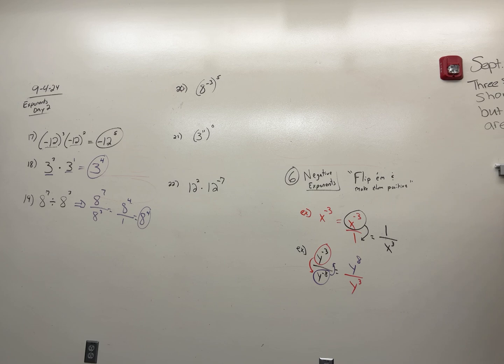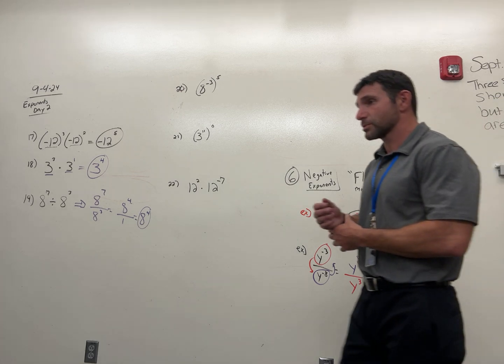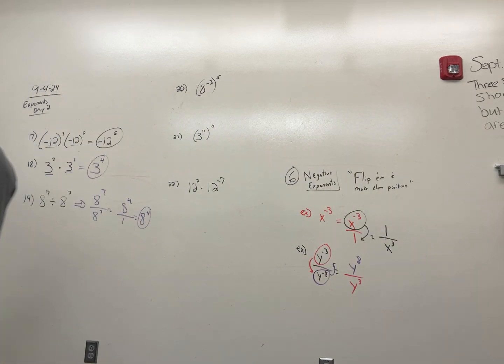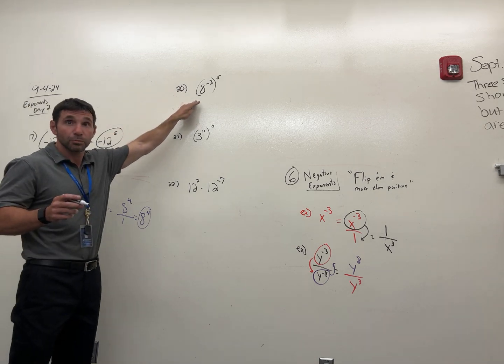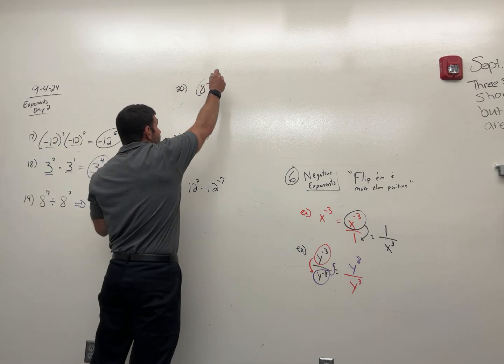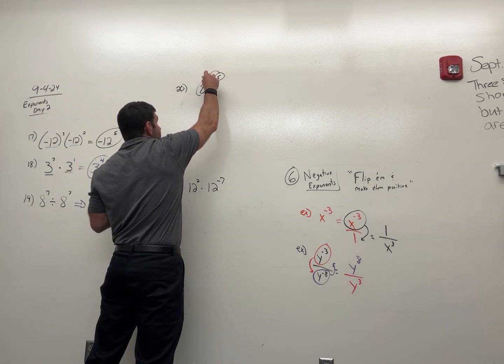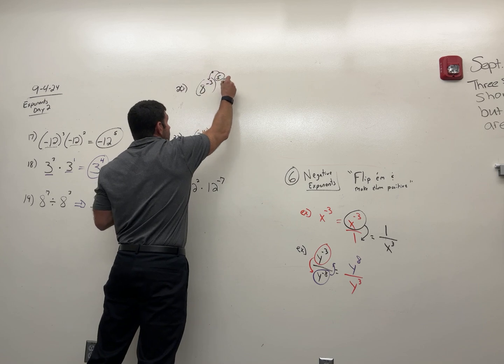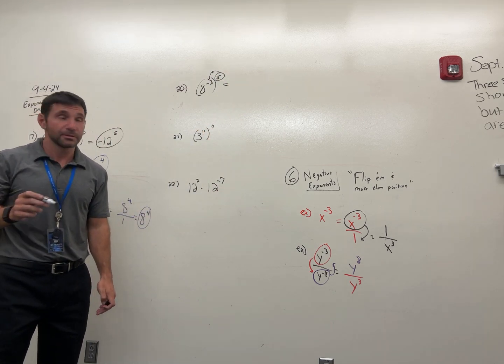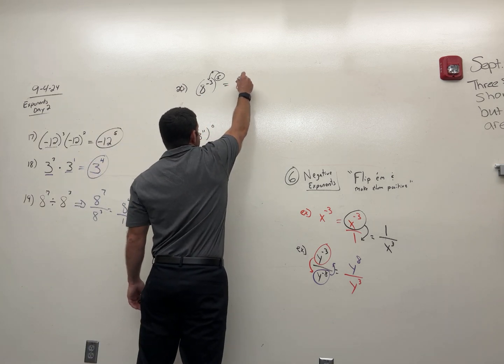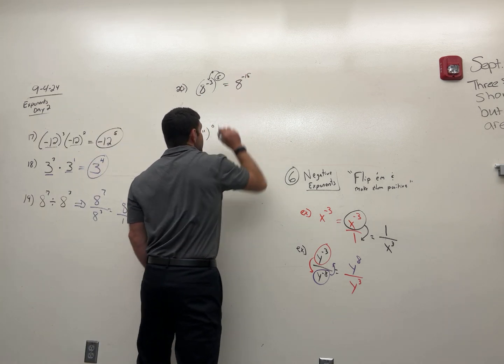Okay. I know some of you are like, wow, that was quick, Mr. H. You're going to get so good at these before we're done. This is the power property. When we have a power raised to a power, we multiply. What's negative 3 times 5? So this gives me 8 to the negative 15th.